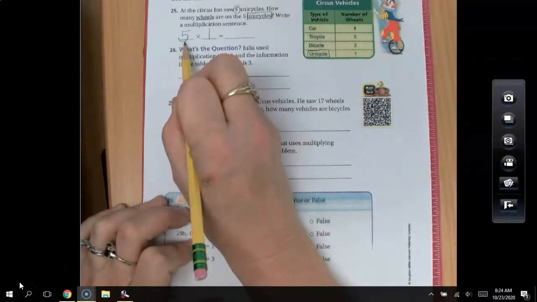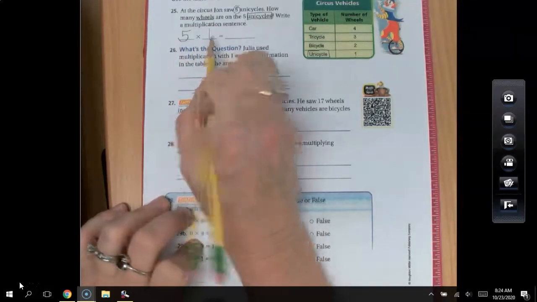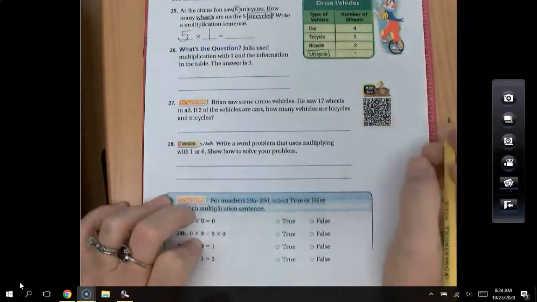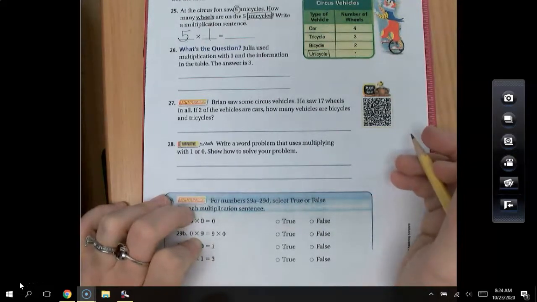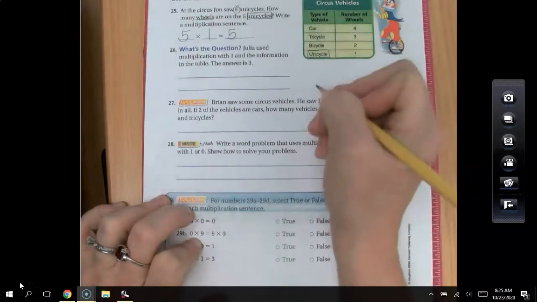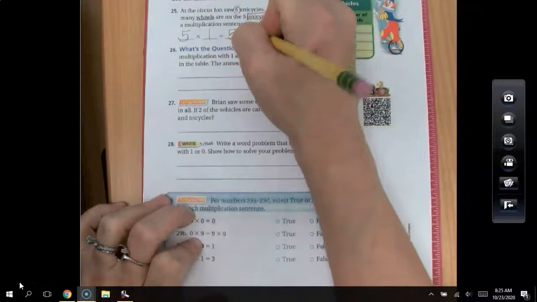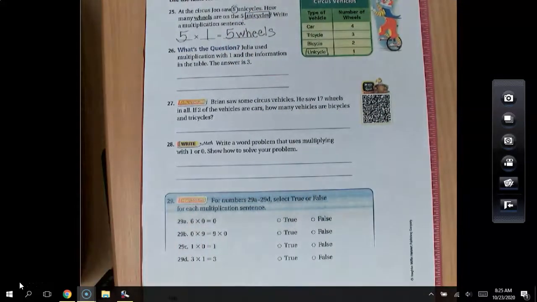5 unicycles times 1 wheel on each unicycle equals what, boys and girls? How many wheels are there? 5 times 1 is 5. There's 5 wheels.